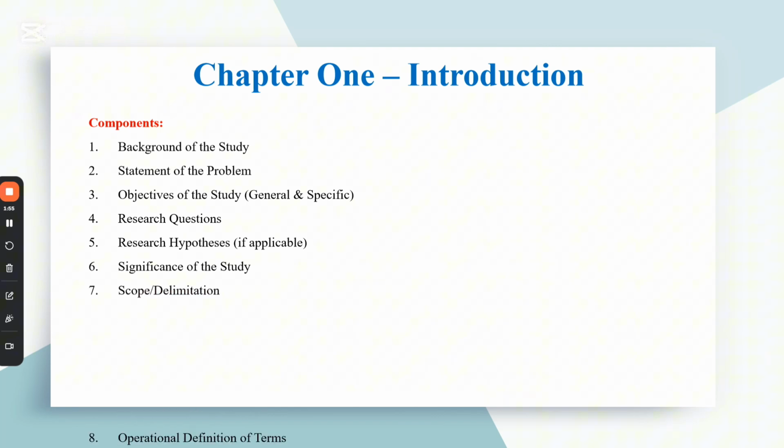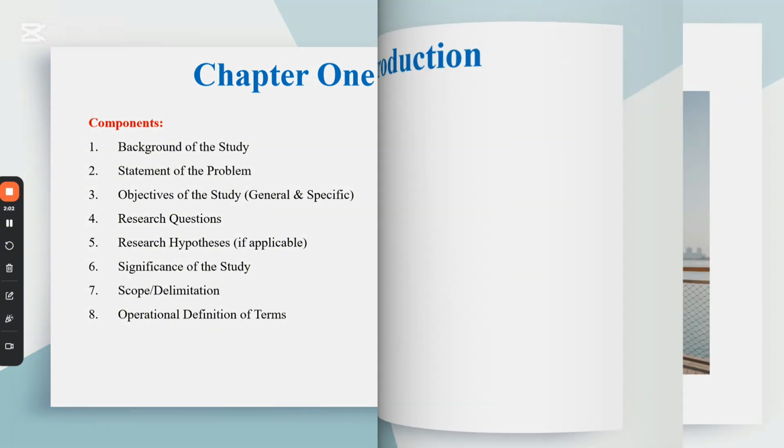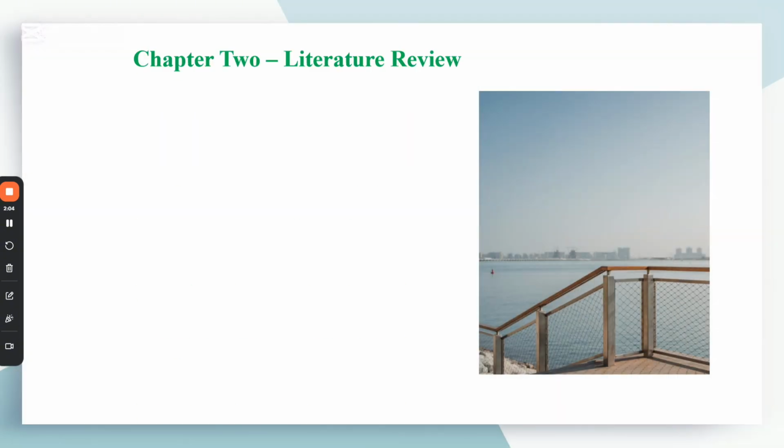Significance of the study is a must. Scope or delimitation. Then we'll have operational definition of terms. That is about chapter 1. In your chapter 2, that's your literature review.